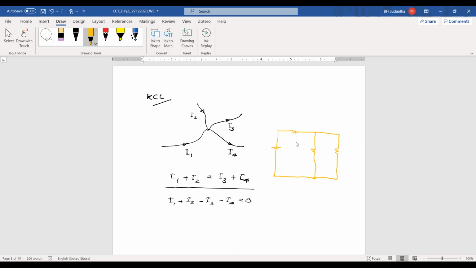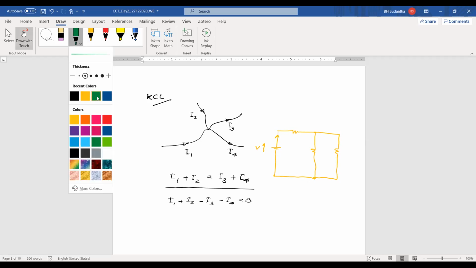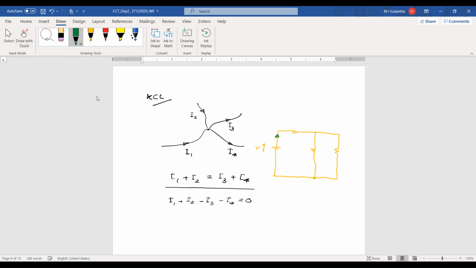Okay, and this may be the voltage and the current. This current I is going through this way. Then here also we have I, and if you have I1 and I2 like this, then you can say I equals I1 plus I2, very simply.